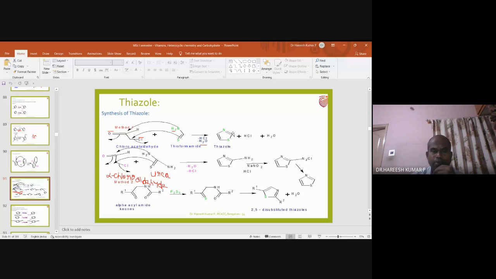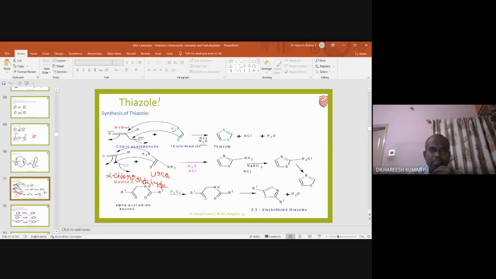Okay, so in our last class, we discussed the nomenclature, synthesis, and reactions of pyrazole and imidazole, and also the synthesis and reactions of oxazole and isoxazole. So now let's look into thiazole and isothiazole.